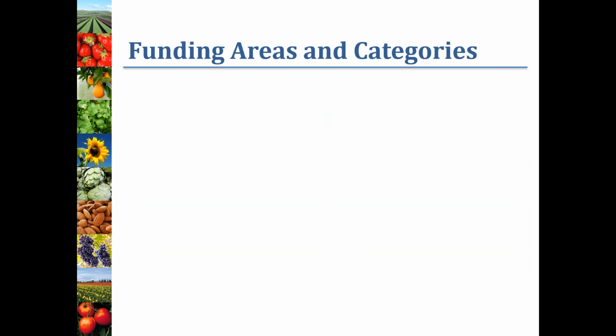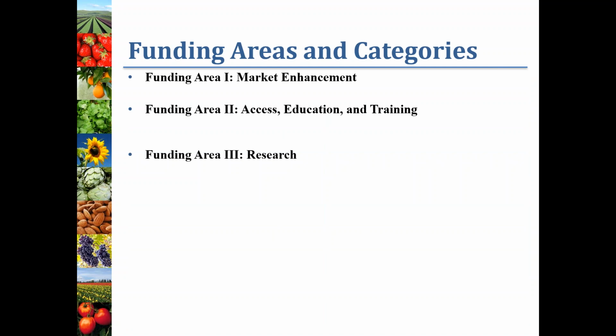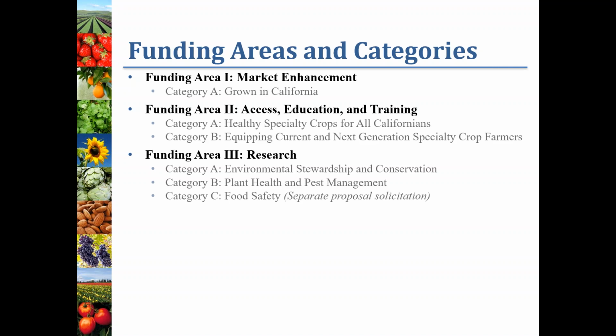Let's look at the funding areas and categories. There are 3 funding areas of the SCBGP: market enhancement, access, education and training, and research. Within each funding area, there are specific funding categories. Each applicant must select the funding category for which their project is most appropriate.